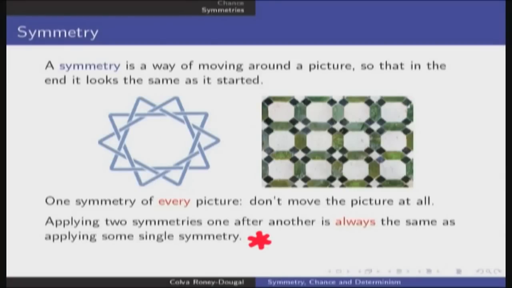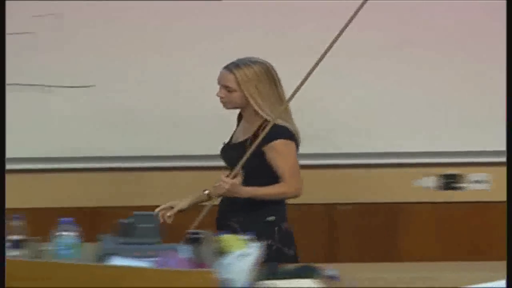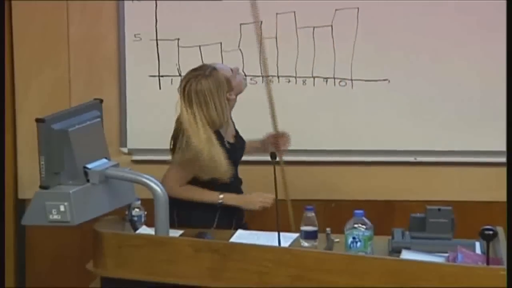Wanting this to be true is one of the reasons why I want this to be true, because I want it to be the case that if I move it round 5 times, and then I move it round again 5 times, then I've got a symmetry. But the net result of that is I haven't moved it at all, because I moved it round all of its points.